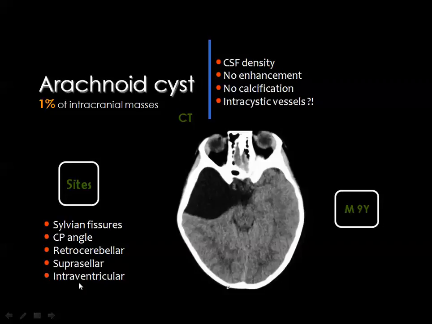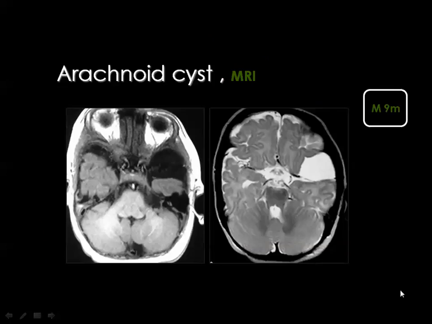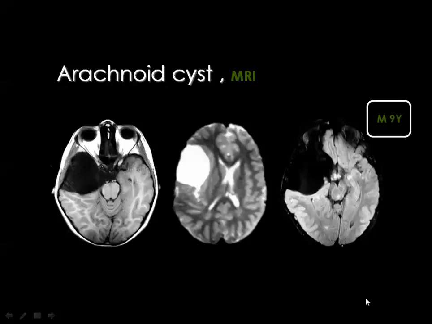But it can also occur at the cerebellopontine angle or posterior to the cerebellum, as I have mentioned before, or in the suprasellar area, or even inside the ventricle. But this is the typical site for arachnoid cyst. In the T1 weighted images, it shows CSF signal, and in the T2 weighted image, it also shows CSF signal. And this is arachnoid cyst, T1 weighted image.